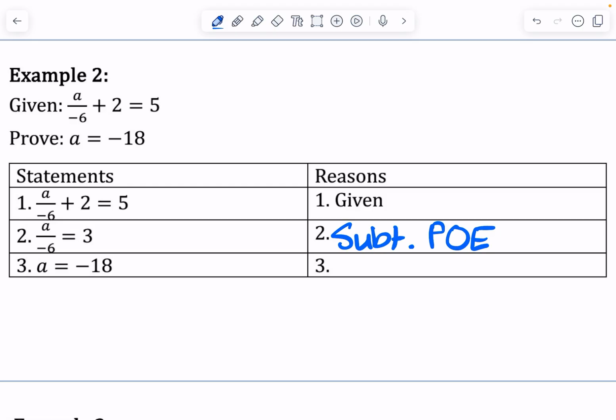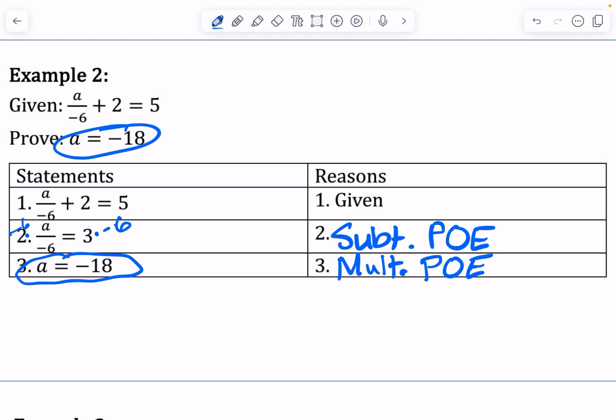And then from 2 to 3, the -6 disappeared. It's being divided, right? It's in the denominator. We multiplied the -6 on both sides, which gave us -18. So that is multiplication POE. Okay, and if you notice here, this matches our proof part. So we wrote our proof for that algebra problem.